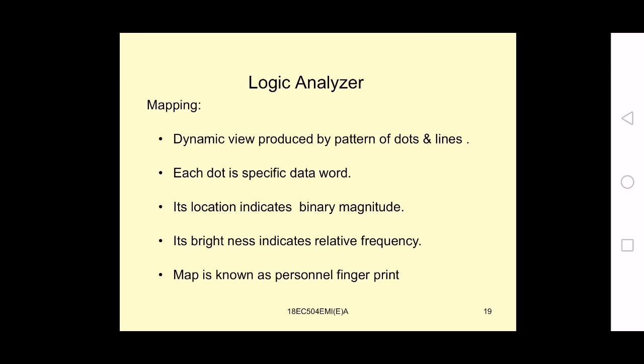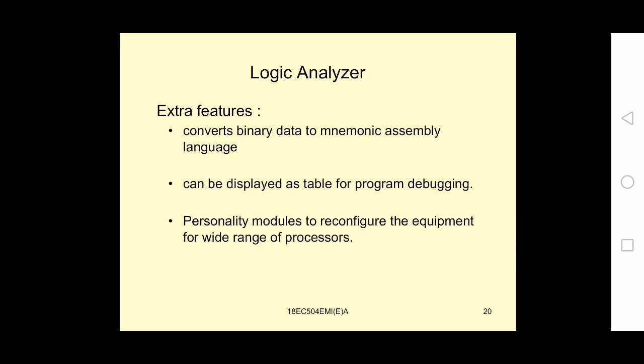In the logic analyzer, there will be mapping, with a dynamic view produced by the pattern of dots and lines. Each dot is a specific data word, where the dot location indicates the binary magnitude and its brightness indicates the relative frequency. The map is known as a personal fingerprint.